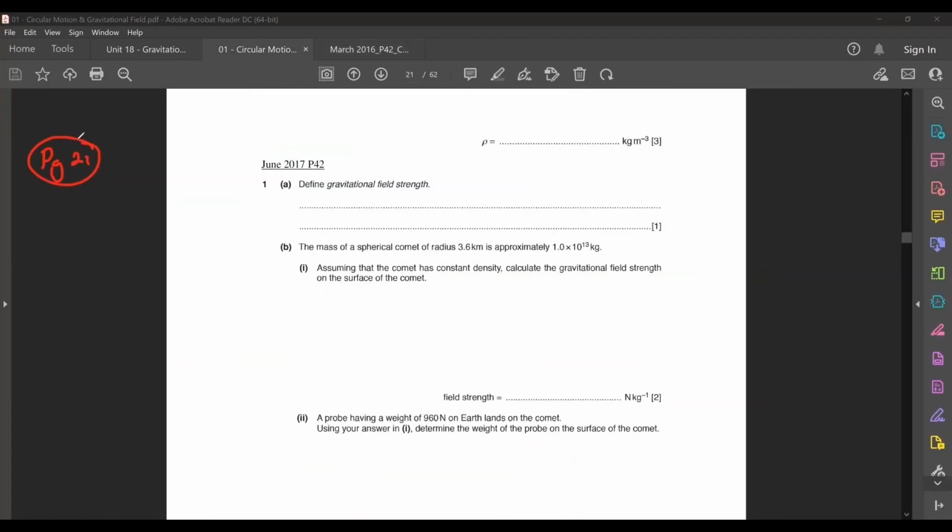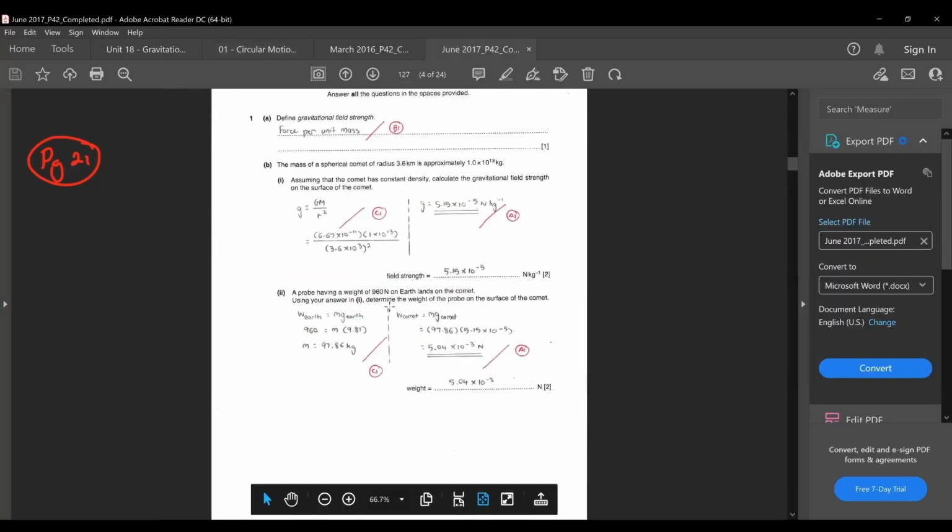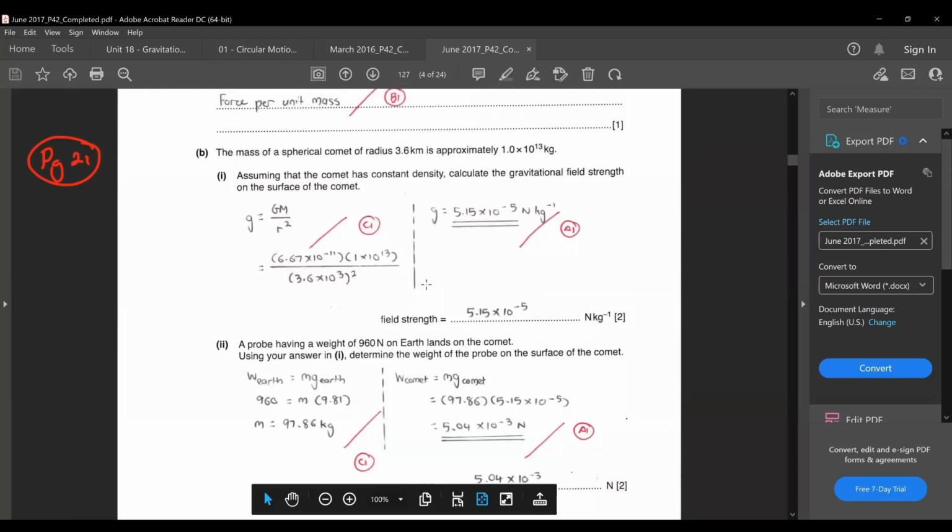All right. Have a look at page 21. This one is June 17 P42. Right, we are looking at that. Okay, so June 17 P42 will get us this. Right, now define gravitational field strength. All right.